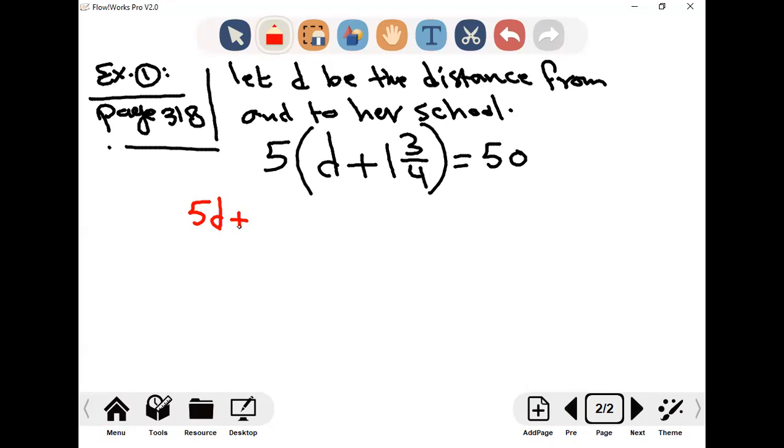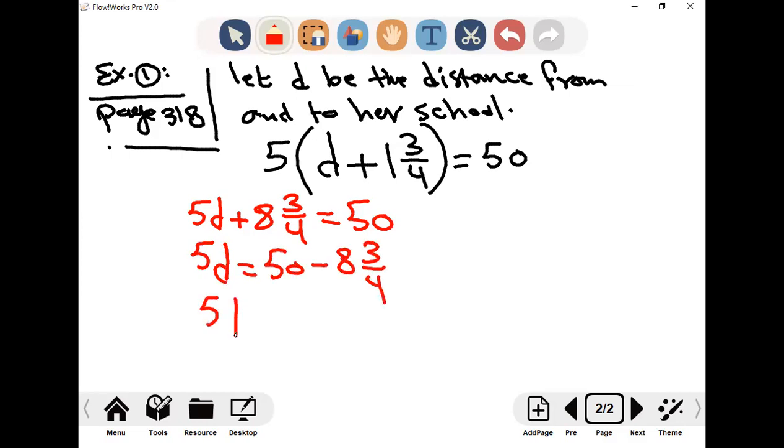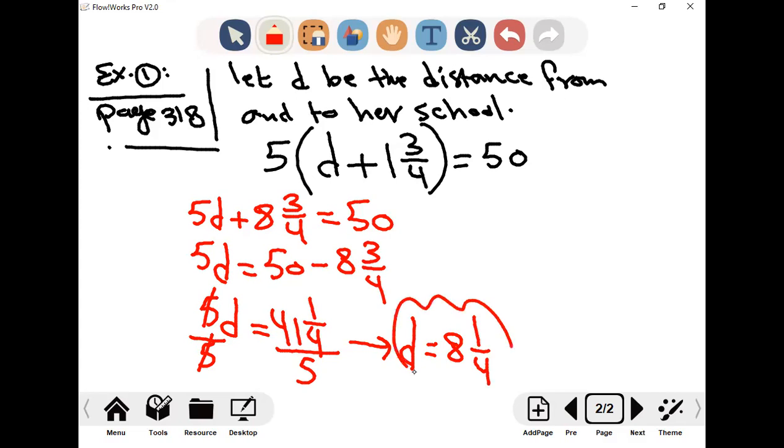5 multiplied by D plus 5 multiplied by 1 and 3/4. I want to use my calculator quickly. Sorry, please don't talk. 8.75, meaning 8 and 3/4, equals 50, right? Now I will shift and subtract. 5D equals 50 minus 8 and 3/4. 5D equals 41 and 1/4. Divide by 5 on both sides. D will be 8 and 1/4 miles.